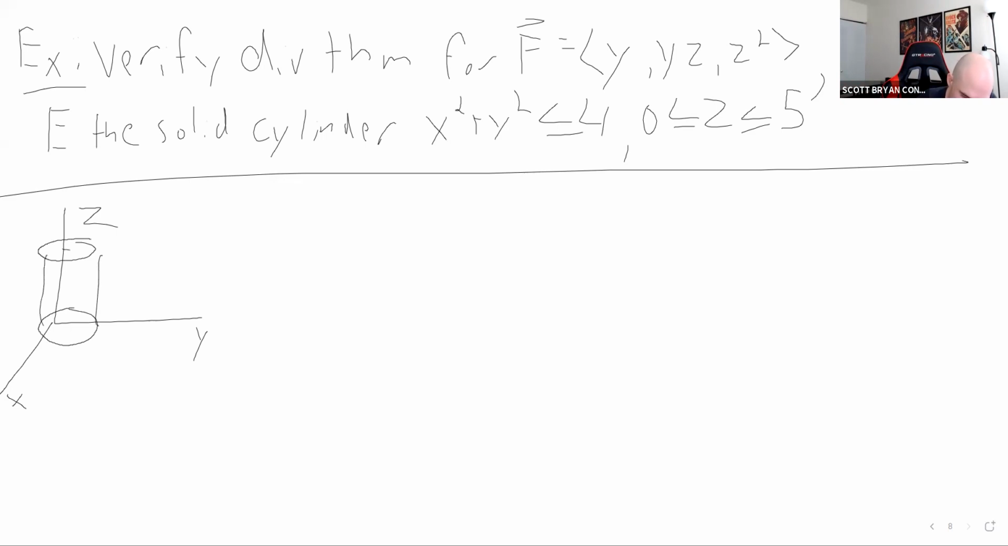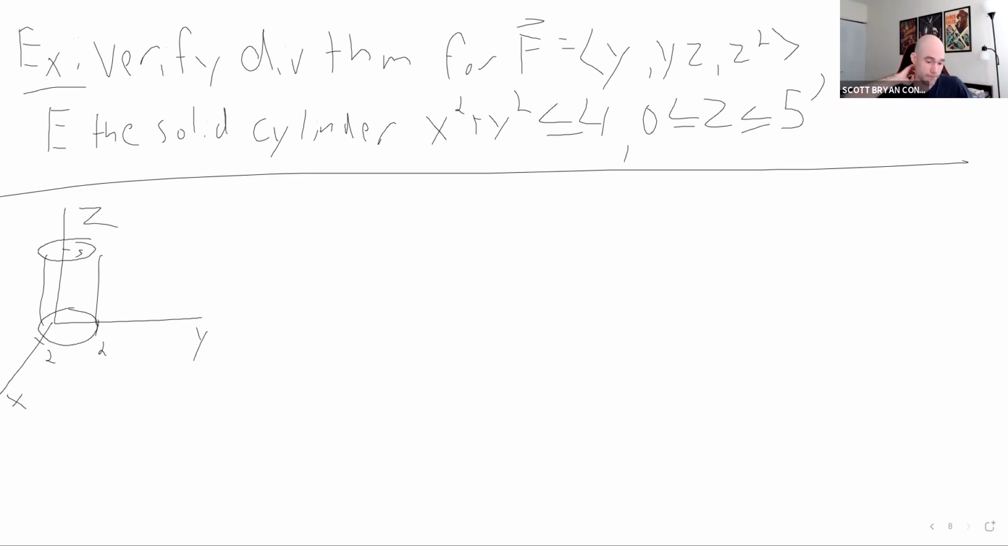So that's z equals 5. And so the outer piece is going to be the circle x squared plus y squared equals 4, if you project down to the xy plane. A circle centered at the origin of radius 2. So E is a solid region. S is going to be the outer boundary of this, given the outward orientation.